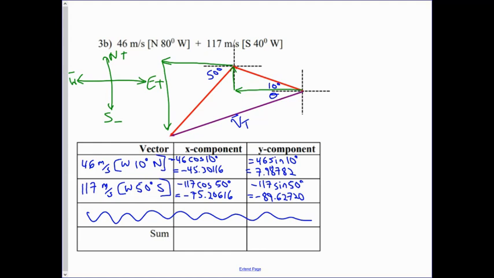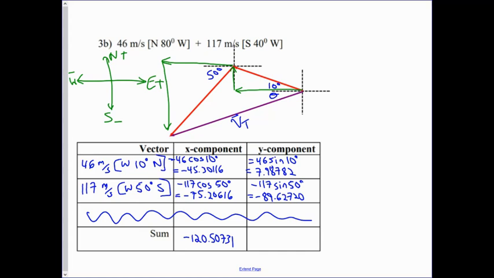Now we're going to do the sums. We're going to add all of our x components together. We've got 2 of them in this case. We're going to add all of our y components together. We've got 2 of them in this case. So let's do that adding. Negative 45.30116, negative 75.20615. Add those together, we end up with negative 120.50731. Let's take stock of what this means.